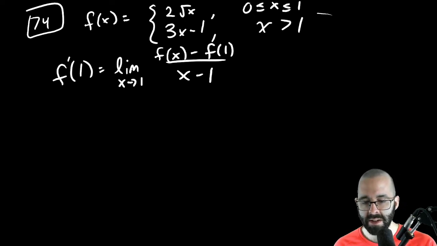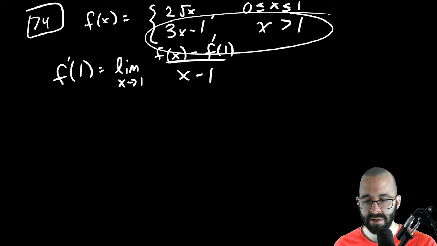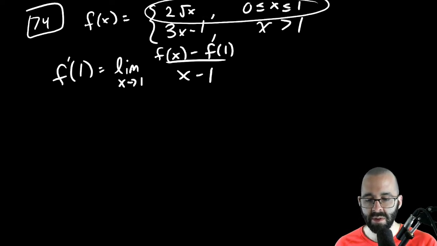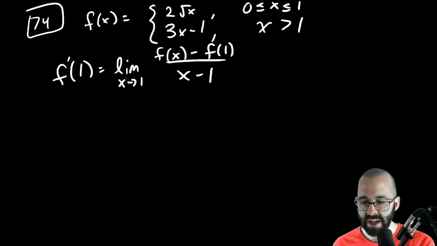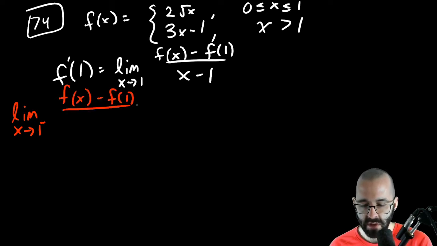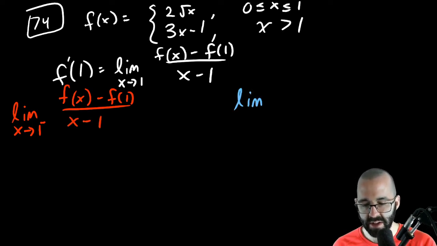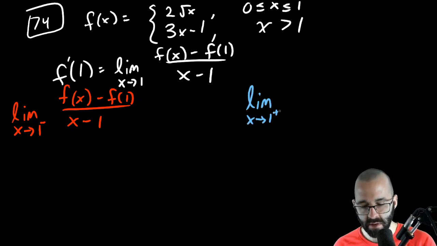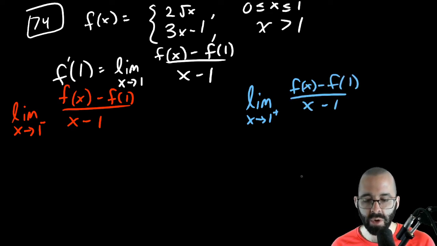As x approaches 1, it depends. From the right, we use that piece. From the left, we use that piece. So we really have to look at 2 one-sided limits. The limit as x approaches 1 from the left of this function, and the limit as x approaches 1 from the right of this function. Because these are going to be different. Well, we evaluate them differently. They could be the same thing.